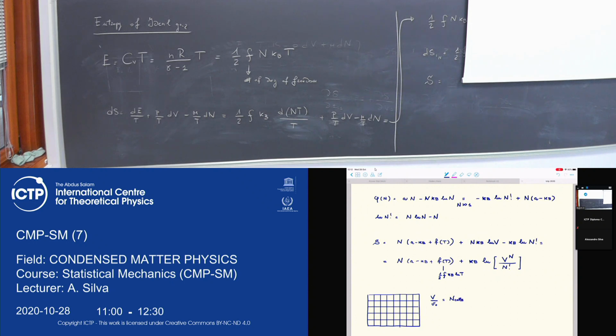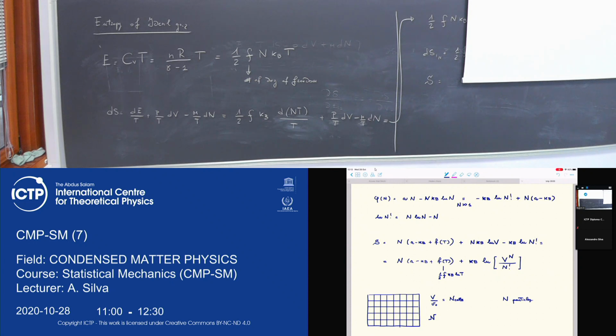And then I ask myself the following. I have n particles, and I ask myself how many ways do I have to place these n particles in these cells without counting permutations. Means they are identical. Yeah, so they are identical particles. I have n particles, and I put them inside the system without counting permutations.